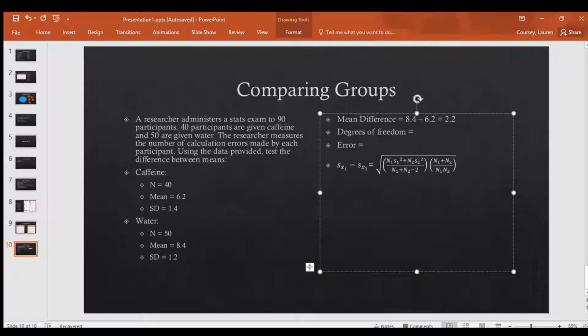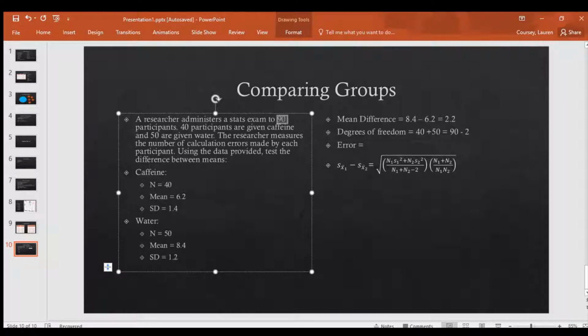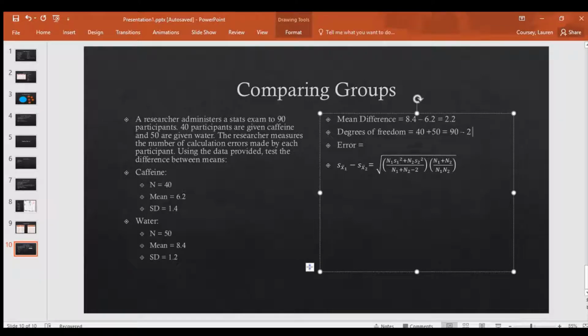The next thing that I like to do is to calculate the degrees of freedom. Our degrees of freedom has a pretty simple formula. We want to take the N for each group, 40 plus 50 will give us 90, and we want to subtract 2. We're subtracting from the total sample size of 90 participants the number of groups. In this case, we have 2 groups. So 90 minus 2 would give us a degrees of freedom of 88.